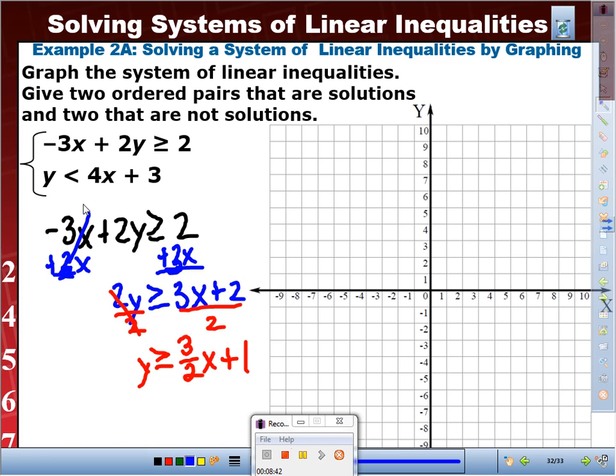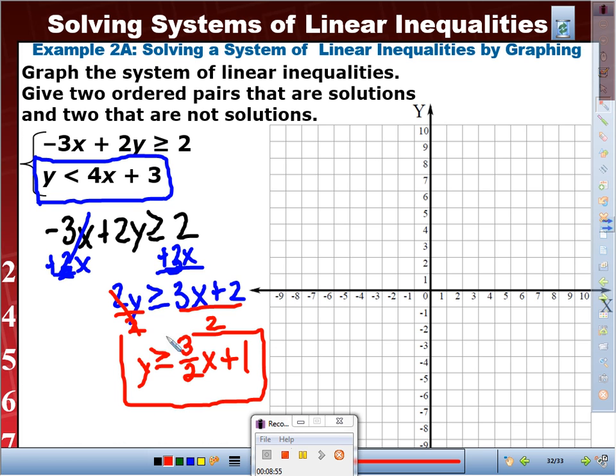Yes. So I'm going to graph the second one with blue, and the first one that we changed to y form, I'm going to graph with red. If you don't have those colors, get 2 different colors of a kind, or use a pencil and a pen. I'm going to start with the red one. Where do we start? At +1. So plot your point at +1.